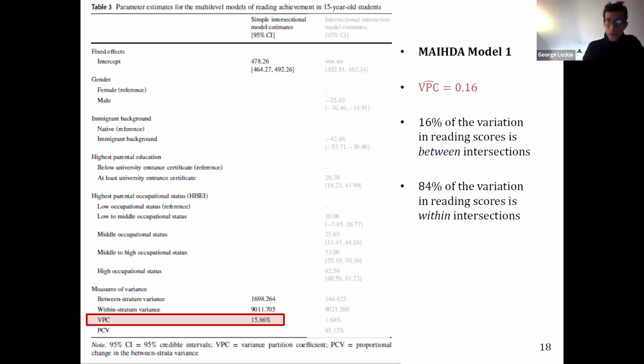But returning for a breather to the results from Keller's initial analysis, she found in that empty model that the overall mean in Germany is 478, and she found what is the importance of the intersectional inequalities. Well, they're accounting for 16% of the variance in student scores around that overall average. Therefore, 84% is happening within the intersection. So within any given intersection, kids are very diverse. Nevertheless, the intersections matter, and the top ones are doing noticeably better than the lower ones.